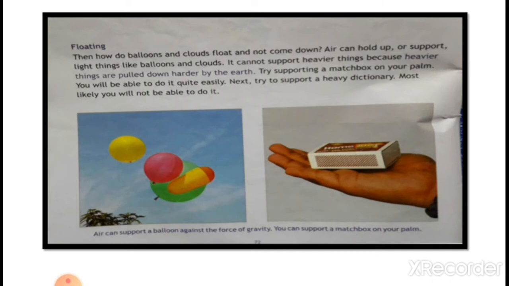So you can see in the picture, air can support a balloon against the force of gravity, and you can support a matchbox on your palm. This is how the air can hold up or support light things like balloons and clouds. They are not coming down to the earth's surface, right? So we can say that the air can hold up or support light things, but it cannot support heavier things.